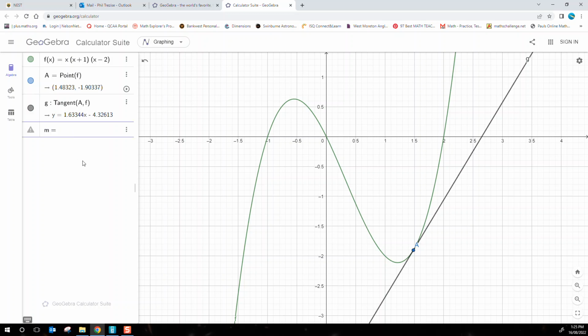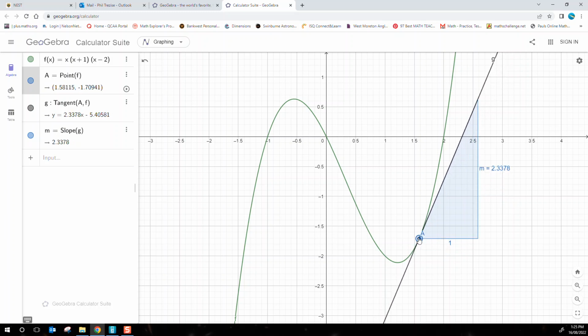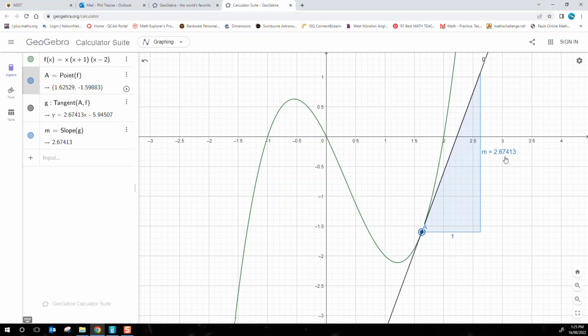So I will use a variable m. M is a traditional letter we use for the gradient of things. The GeoGebra command for this one is slope, and it's the slope of the tangent. The tangent is labelled g, so it's the slope of g. Now, that draws a lovely little triangle in here with a base of 1 and a height, obviously equal to whatever the current gradient is. That's nice. As I move point A, you can see the gradient is increasing quite a bit.